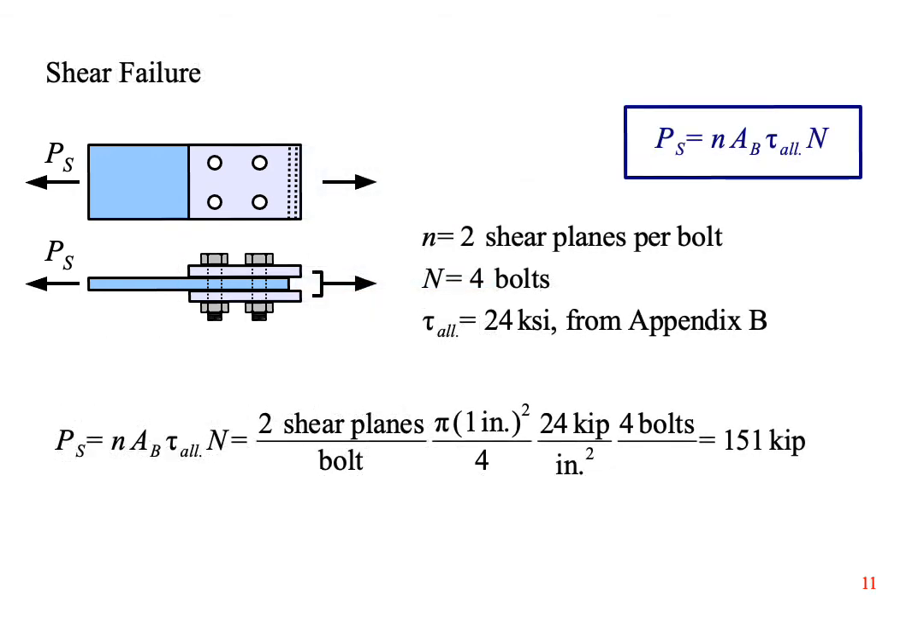The first thing to do is recognize that the problem is symmetric. Either the left half of the joint will fail first, or the right half will fail first. Either way, we only need to look at half the joint. Therefore, we're considering only 4 bolts. We can erase half of the diagram. Now we plug in values of all the variables, and the joint can support a load of 151 kips before the bolts shear off.